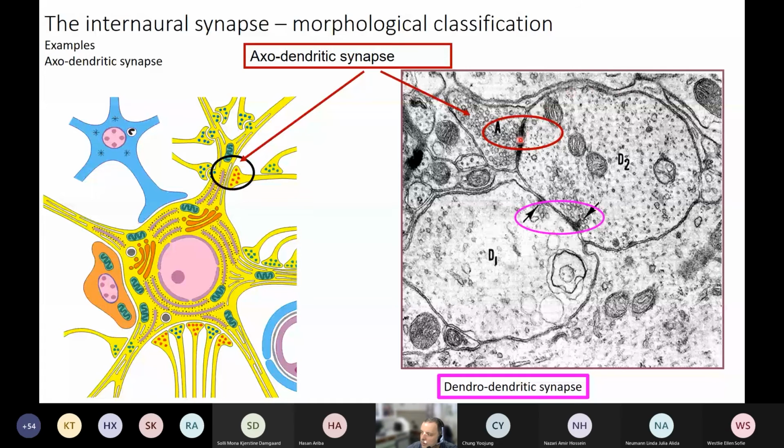Accidentally, in the same image, one can observe another dendrite here, which forms synapses with this dendrite. So this is a rare type of synapse, but one can observe them here also. The dendrodendritic synapse is visible too.